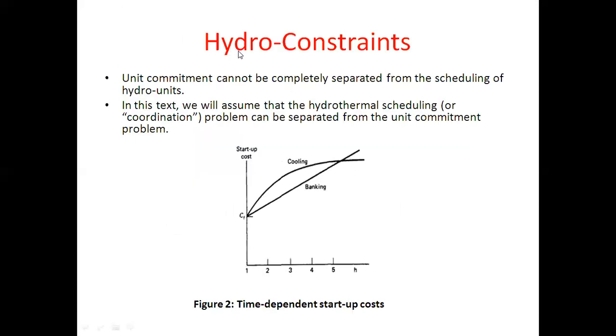Now let us look at the hydro constraint. One of the important factors is the hydro constraint. Unit commitment cannot be completely separated from the scheduling of hydro units. We have to consider the scheduling of hydro units; like the thermal units that we have already seen, the hydro units must also be considered when we do the unit commitment.